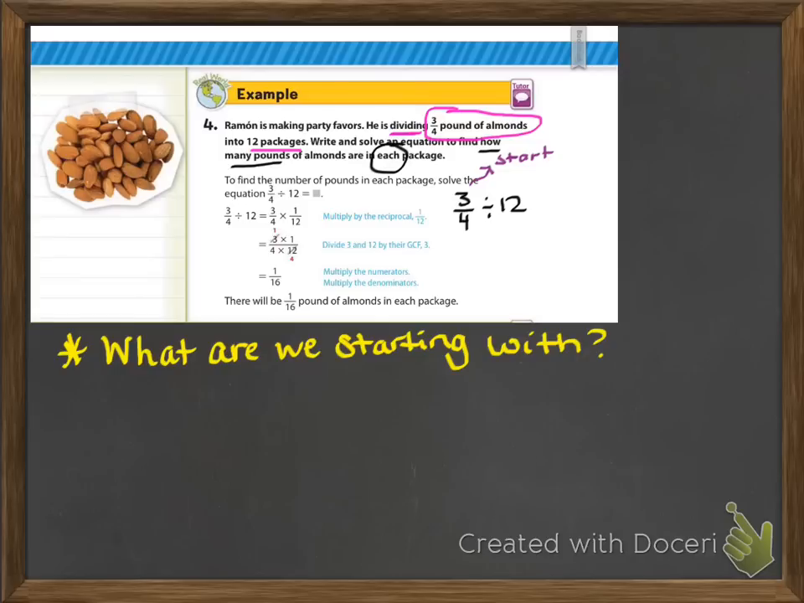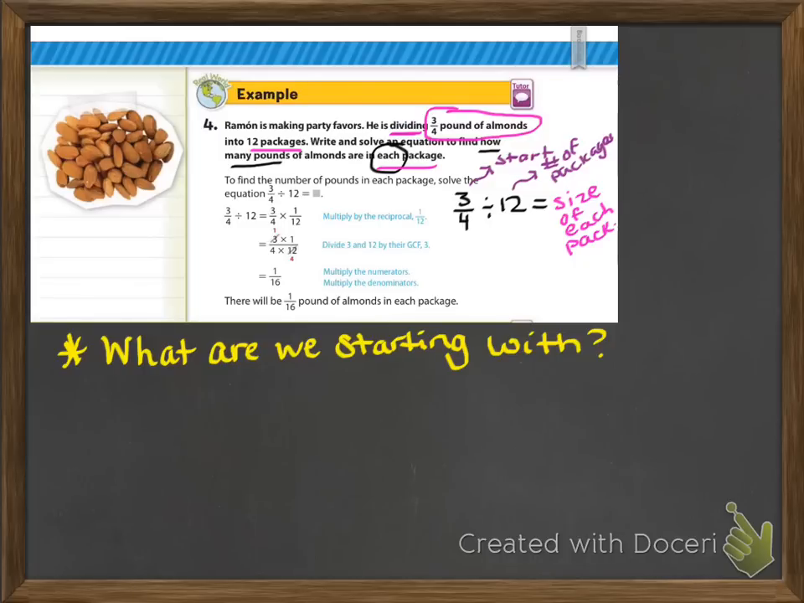Now check this out. This is the number of packages. Number of packages is the same as number of pieces. So then what do you think you're solving for? Remember, number of pieces and size of piece are interchangeable, but if you've been given one, then you solve for the other. So we're going to equal, and what we're solving for will be the size of each package. If you look at your problem, it says, write and solve an equation to find how many pounds of almonds are in each package. So that makes sense. Let's start with that 3/4 divided by 12.